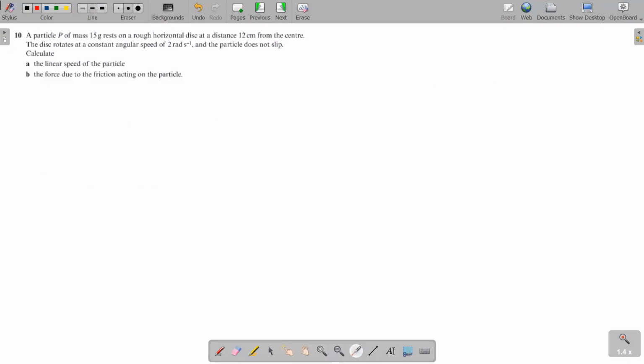Okay, so next I'll move on to question number 10. They say a particle P of mass 15 grams rests on a rough horizontal disk at a distance 12 centimeters from the center. The disk rotates at a constant angular speed of 2 radians per second, and the particle does not slip. Calculate the linear speed of the particle.